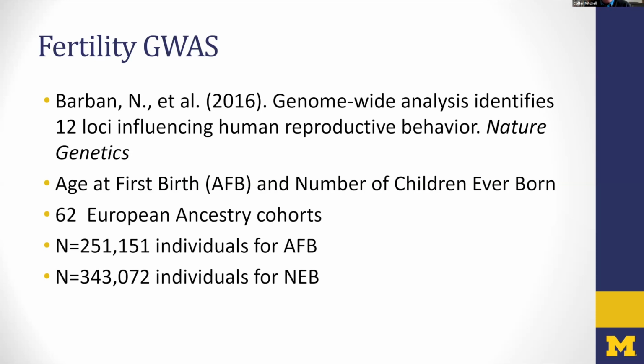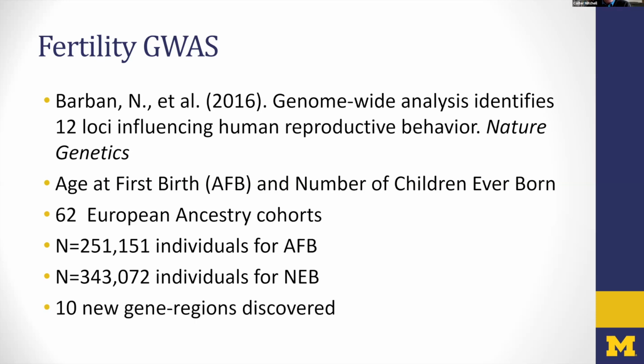And that's the vast majority of this work. And in fact, most genetic work is done on European ancestries only. Although that's beginning to change, it's still rather slow, in part because we just don't have a lot of other cohorts, not nearly as many proportionally. But you can see we had 250,000 for age at first birth and 343,000 people for number of children ever born.